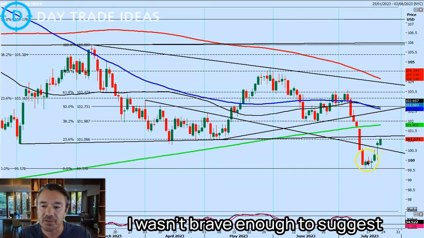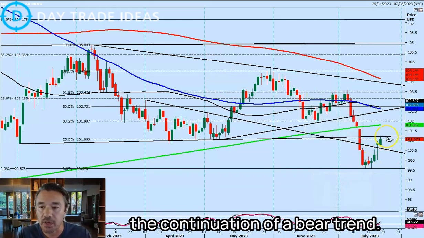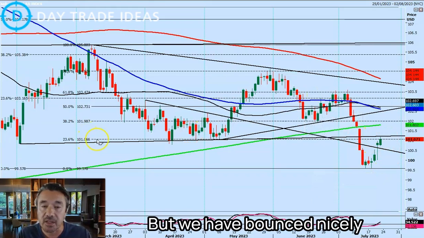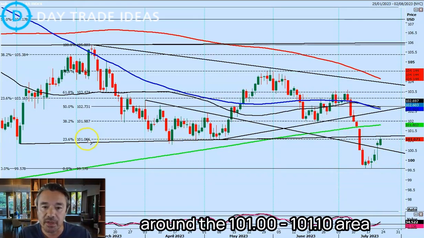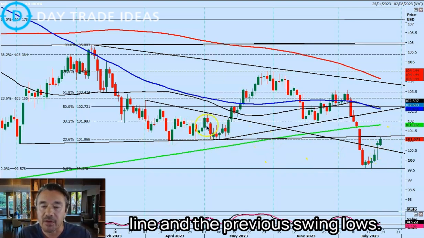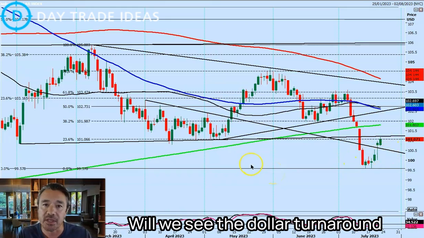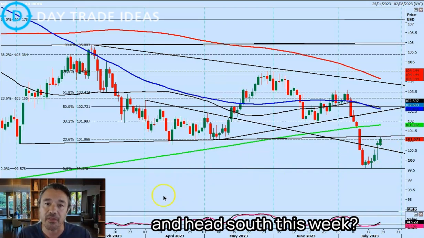I wasn't brave enough to suggest a long position in what I believe is the continuation of a bear trend, but we have bounced nicely to what should be resistance around the 101.00, 101.10 area from the 23.6% fib and the trend line and the previous swing lows. So will that be the high of the bounce? Will we see the dollar turn around and head south this week?